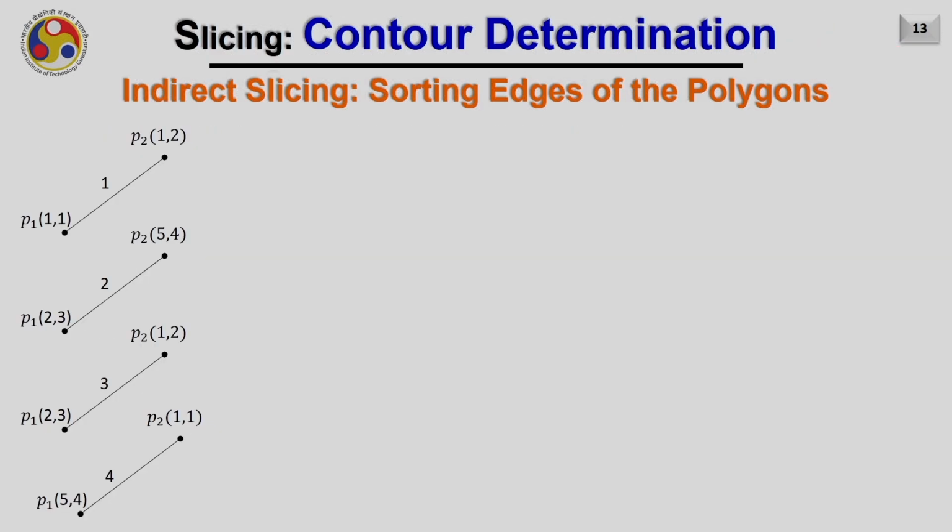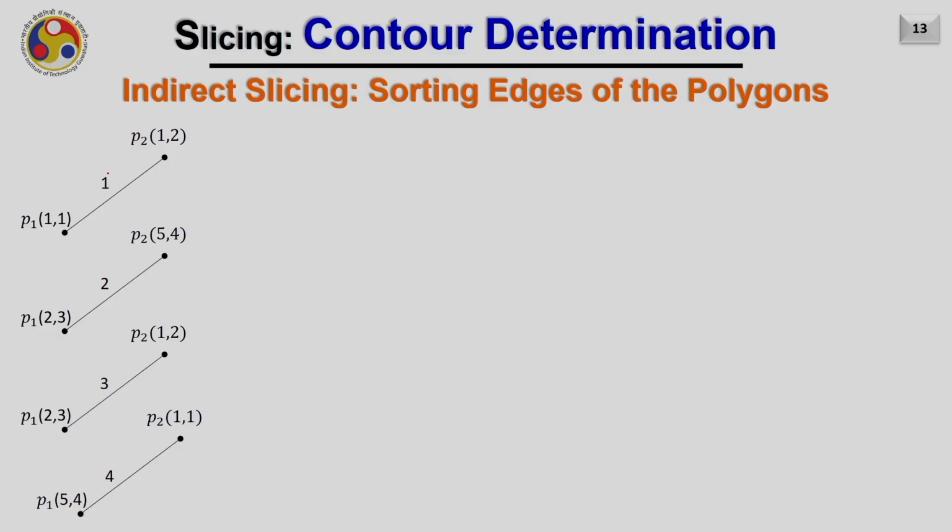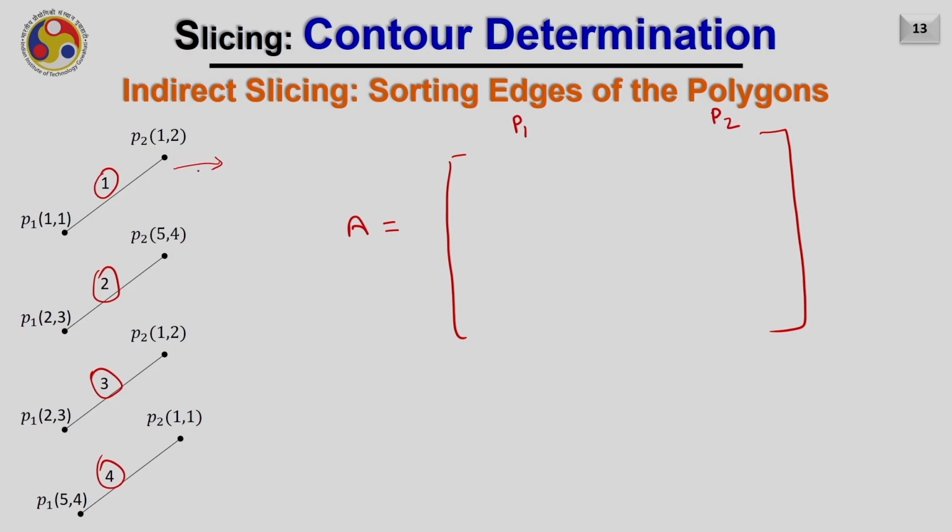Let us try to understand this with the help of a simple problem. Assume that we have 4 edges, like edge number 1, 2, 3 and 4, and we are going to put them in an appropriate manner in a matrix A. So, this is my matrix A, and it consists of the lines. Here will be the point P1 and here will be the point P2. Let us start with this particular line, and hence I will have 1 and 1. These are the coordinates of P1, and the P2 coordinates are 1, 2.